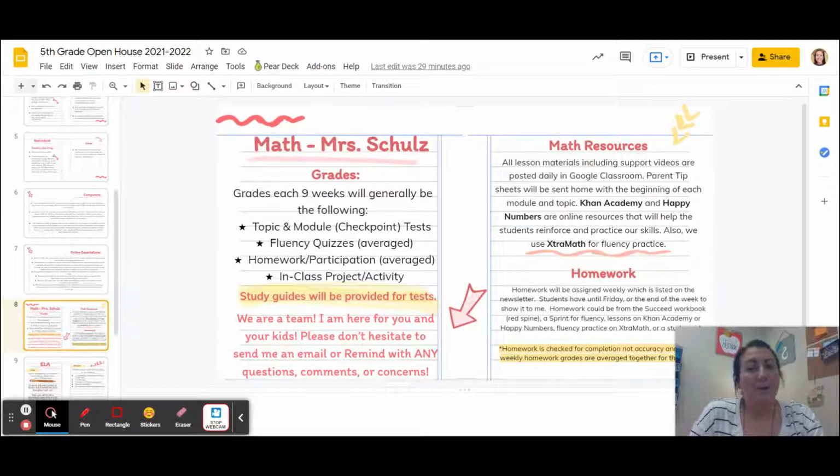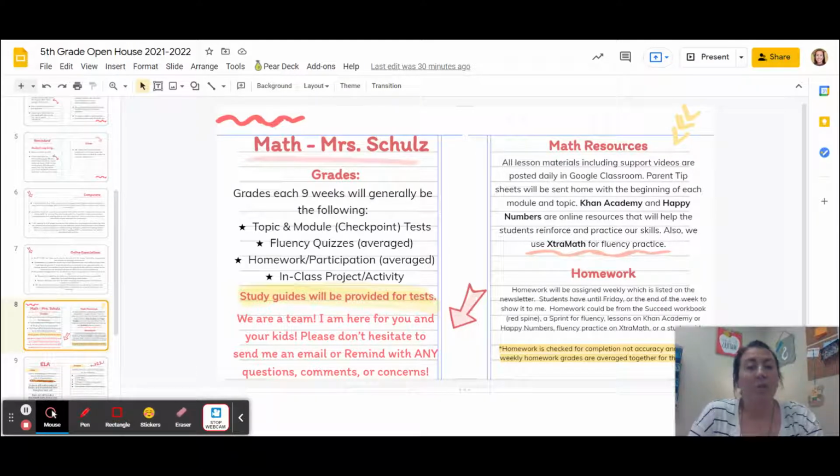All right, and just a little bit about our math class. Like I previously said, there are 9 grades in math that would consist of topic or module or checkpoint tests. There are fluency quizzes that we will be doing every week, which are averaged together. Currently, those fluency quizzes will be based off of sprints. So they'll have a sprint for homework for the week, and then the quiz will be a sprint that is based off of the one they did for homework.